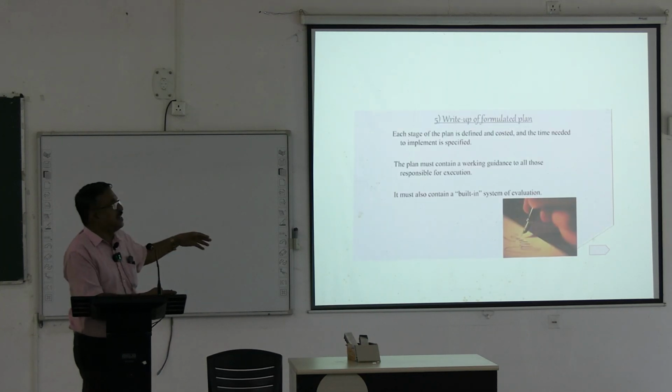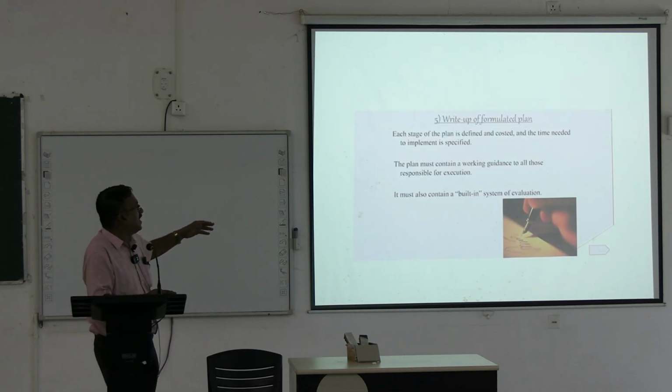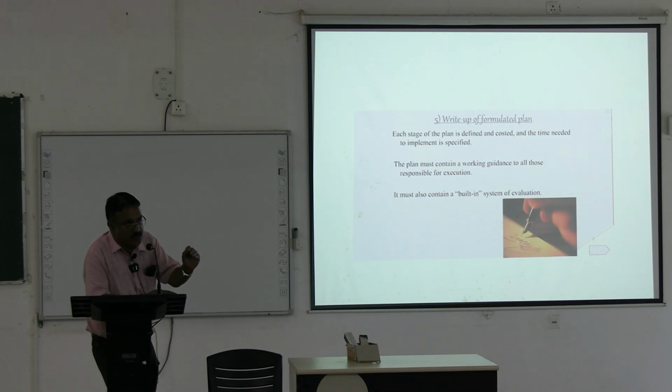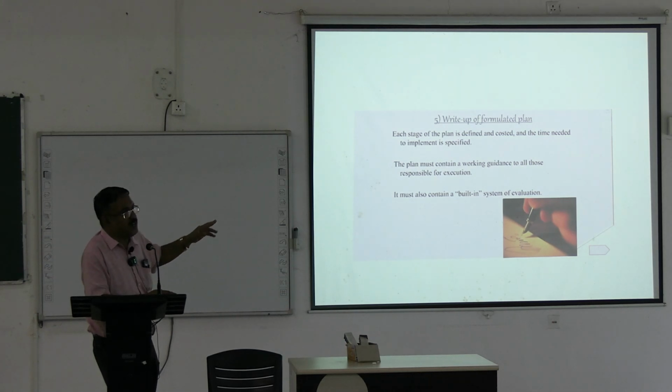So, write up of the formulated plan. Each stage of the plan is defined and costed. Time needed to implement is noted. And it should have guidance for each person. Like what should the medical officer do? What should the medical officer in charge do? What should the nurse do? What should the pharmacist do? What should somebody else do? This should also contain a built-in system of evaluation.